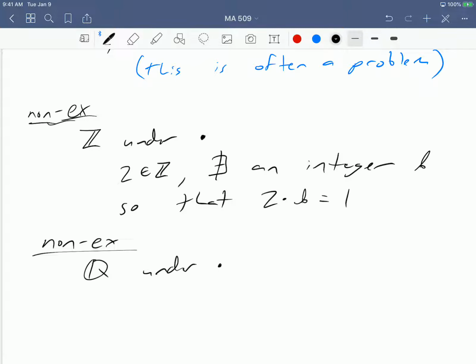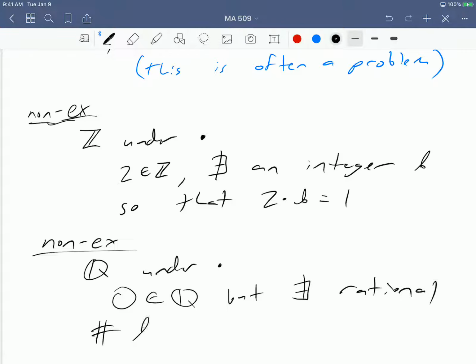We know that. But 0 is definitely a rational number. But like before, there does not exist a rational number B so that 0 times B is 1, the multiplicative identity. So we run into this problem all over the place with 0.